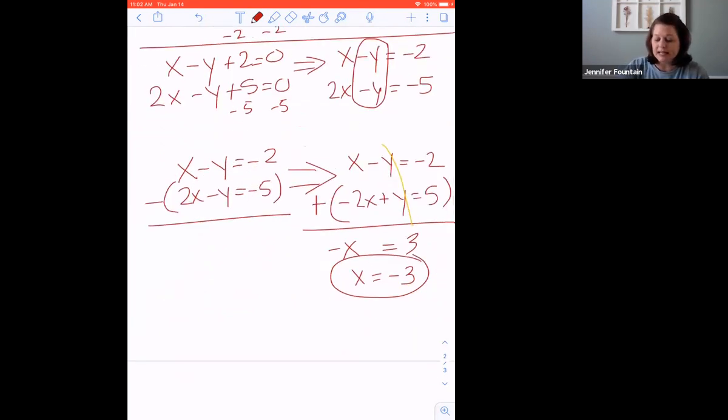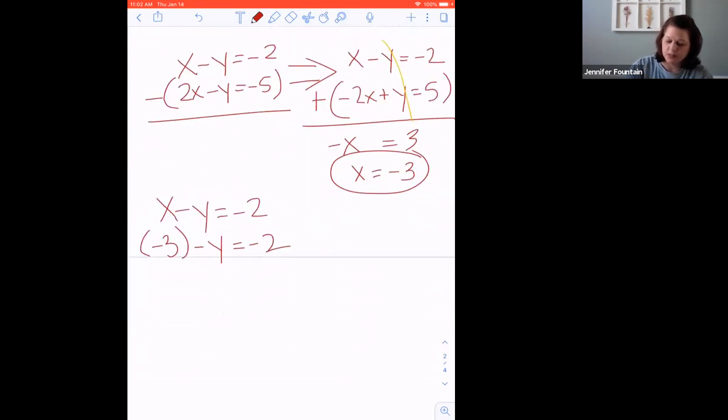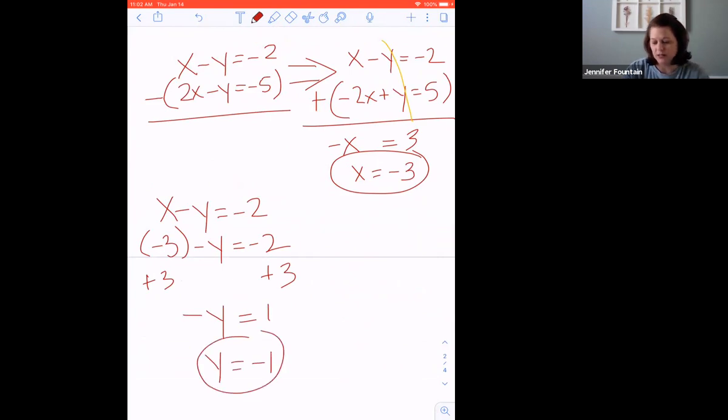So now I'm going to plug it in. I'm going to plug it into my first equation where I had x minus y equals negative 2. I'm going to plug in negative 3 minus y equals negative 2. So now I'm going to add 3 to each side, and negative y is equal to 1. So a positive y is equal to negative 1. So my ordered pair solution is negative 3, negative 1.